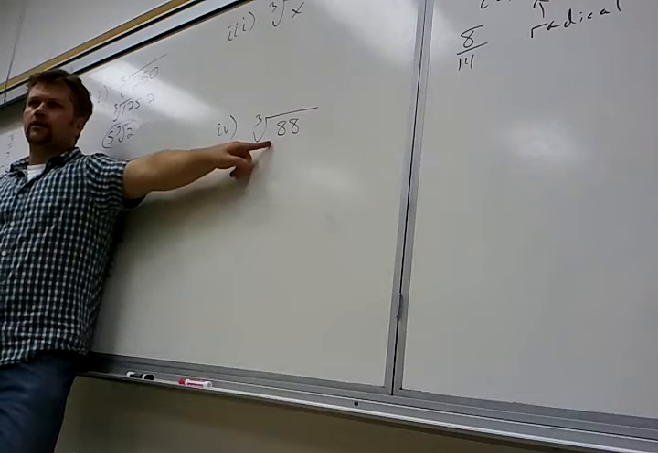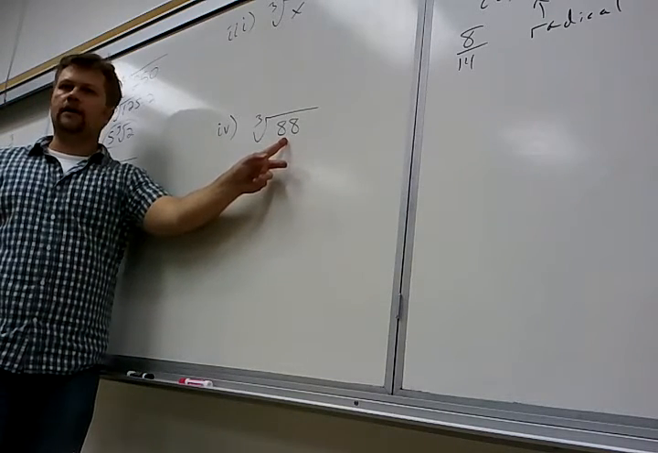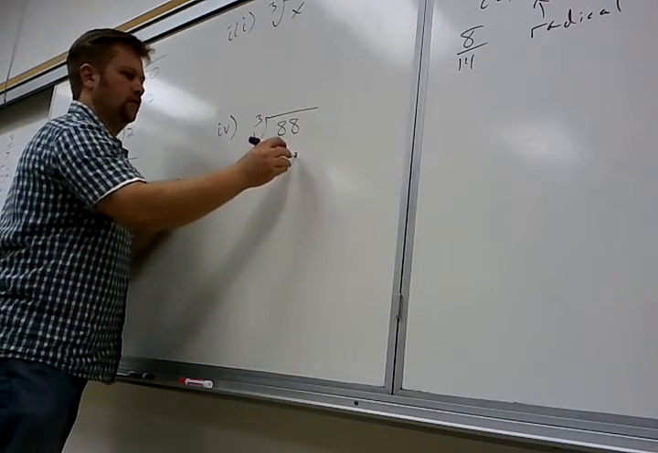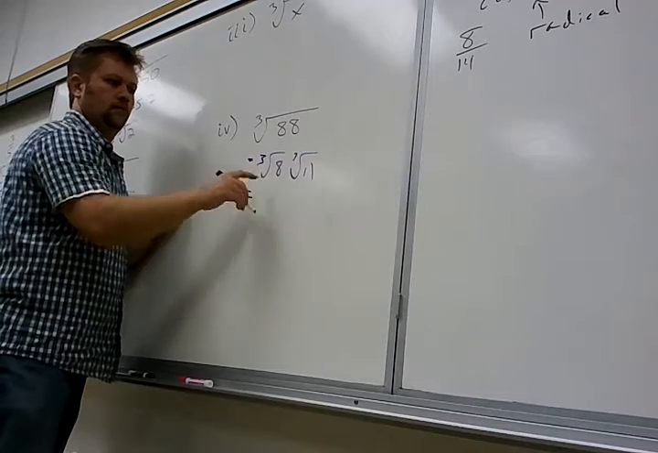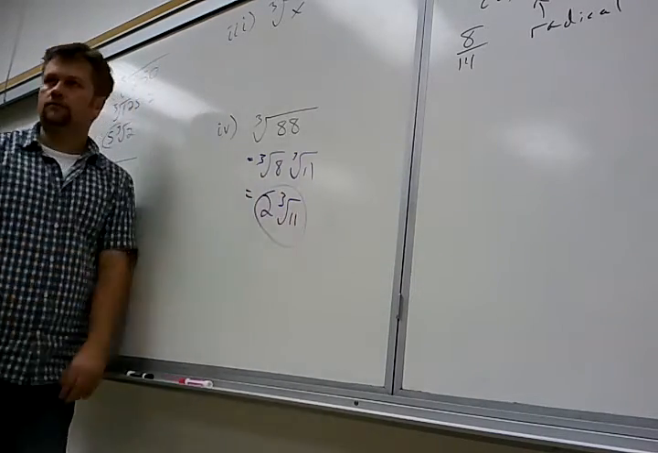And of course, what about this guy here? Yeah, that one's kind of a gimme, because 88 can definitely be divided by 8, which is one of our cubes. So I rewrite that as cube root of 8 times cube root of 11. Cube root of 8 is 2. Cube root of 11, no idea.